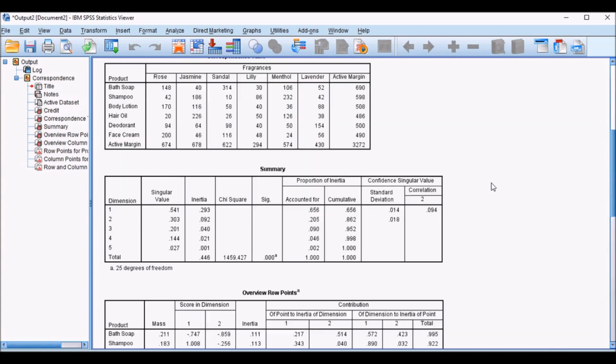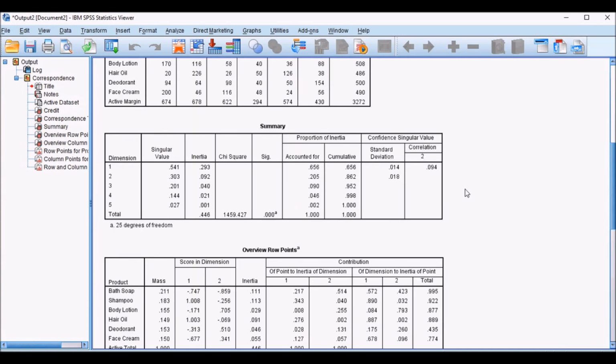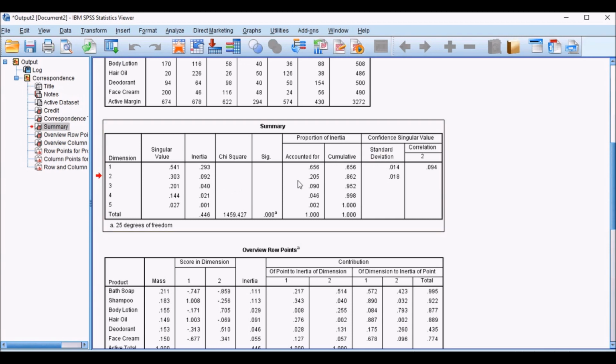Okay, let us go further to the next table. This table is where we are going to see the proportion of inertia. This is important. Here we have five dimensions. But let us see the inertia, how it accounts for each dimension one after another. For the first dimension, the proportion of inertia is 0.656, which means 65% inertia it is showing.